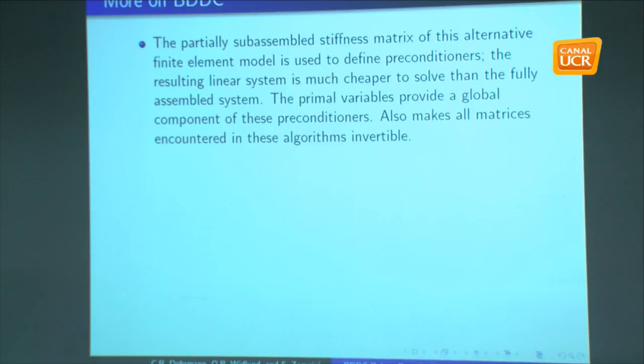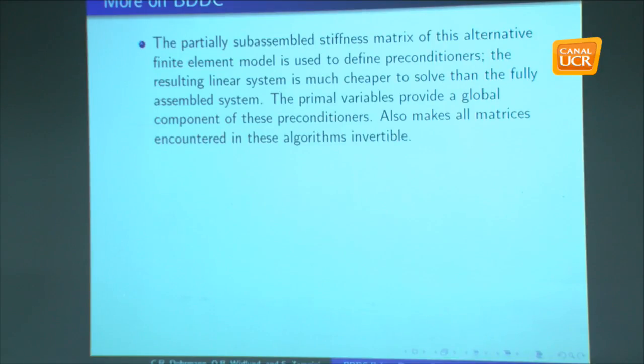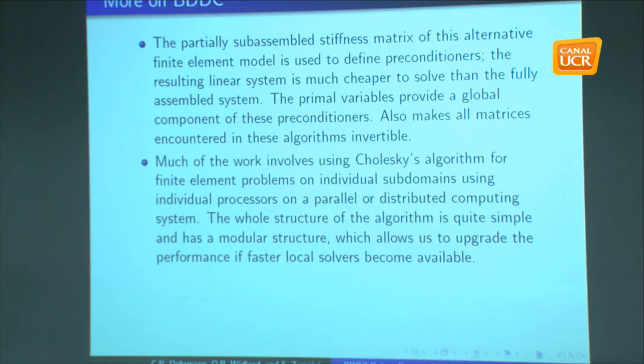The primal variables are global components of these preconditioners. And also, with this approach, if you have the right number of primal variables, all the matrices encountered will be positive definite in the vertex. So much of the work uses Cholesky's algorithms for finite element problems using individual processors on a parallel machine.